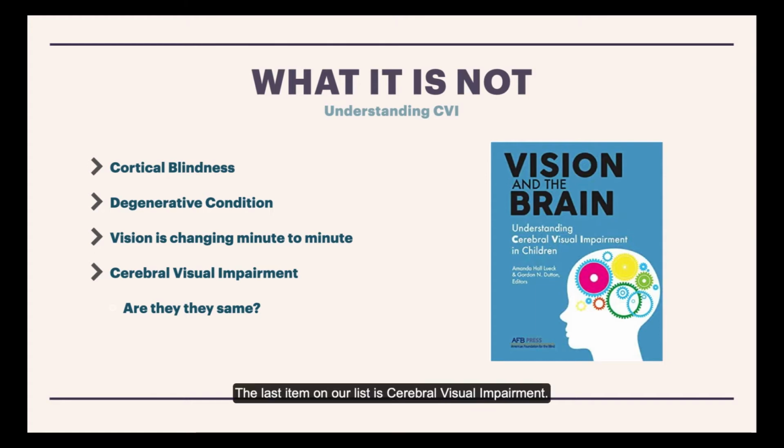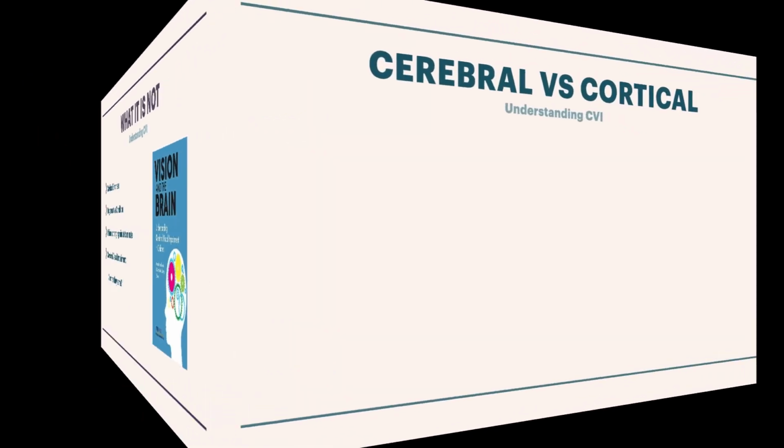The last item on our list is cerebral visual impairment. The fact that everyone's still asking, are they the same? You'll hear Gordon Dutton refer to things as cerebral visual impairment, and you'll hear Dr. Roman reference cortical visual impairment. So what's the case? What are we doing here? Here's what Dr. Roman's research tells us.